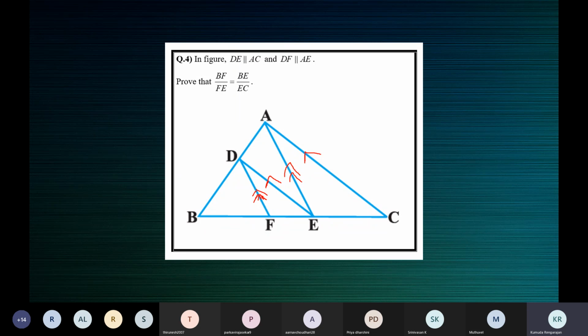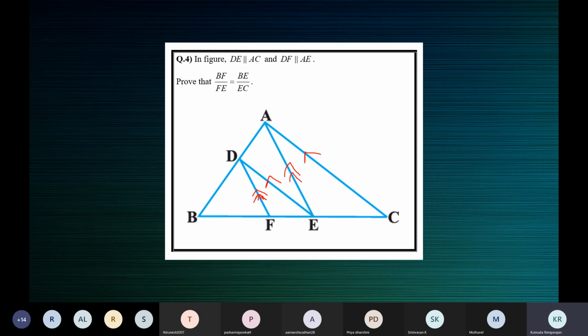Which are the points of division? DE is parallel, right? So you should look at the points D and E. See, DE is parallel to AC. So take the point D on AB and E on BC, correct? Yes, ma'am. Children, since DE is parallel to AC, D is the point on AB and E is the point on BC.